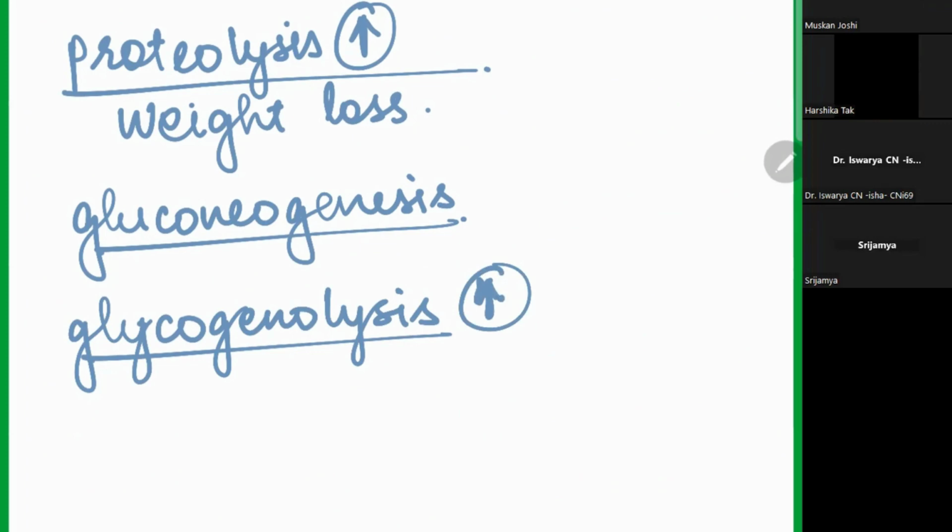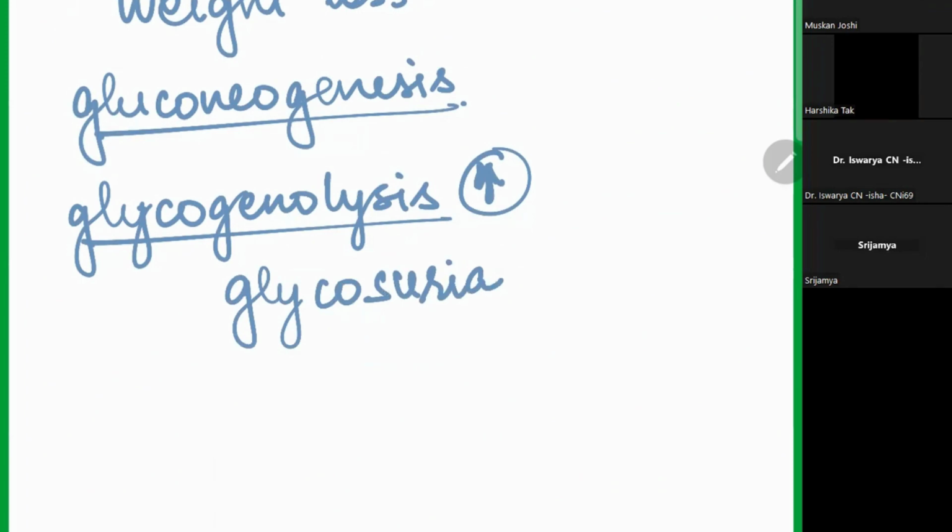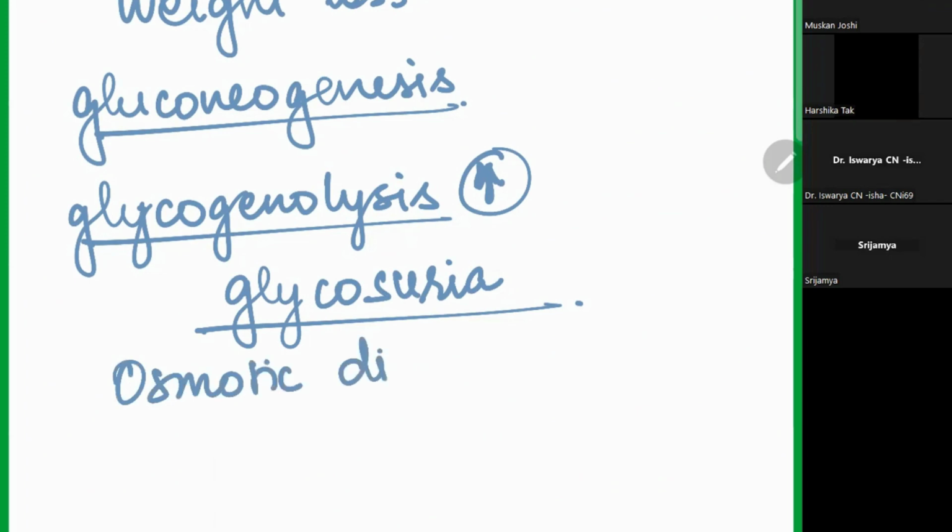If glycogen is broken down, it will go into the urine. So more glycosuria will happen. Okay. Now, if there is more glucose going out of the urine, what does it lead to? It leads to osmotic diuresis. And then further, you again go back to HHS.